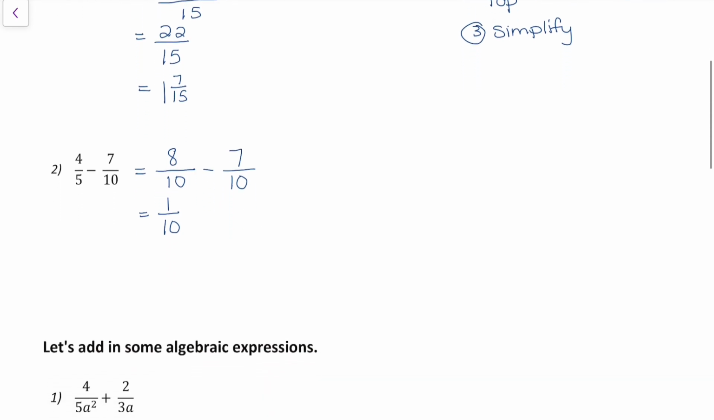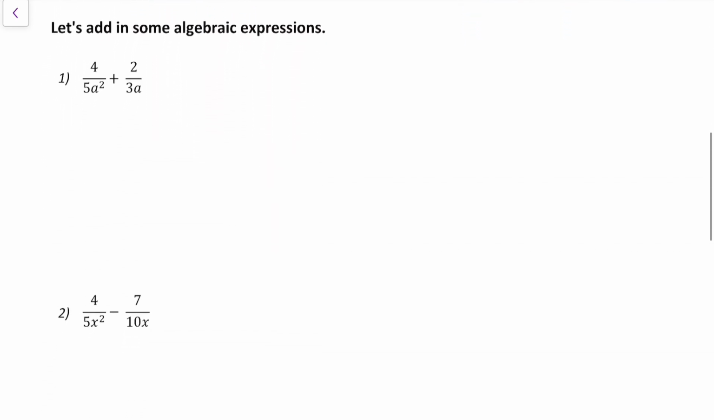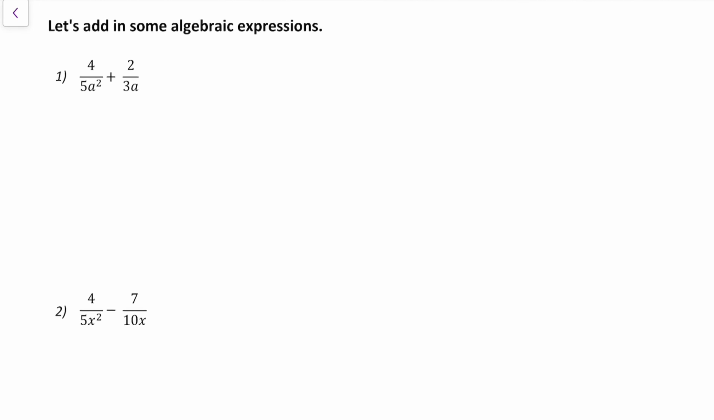We're going to follow those same steps now with algebraic expressions. So here I have 4 over 5a squared plus 2 over 3a. So I have a 5a squared and a 3a. Let's just ignore the letter for a minute and just look at the 5 and 3. What I'm thinking about as the lowest common multiple between 5 and 3 is 15. So the number on the bottom of my fraction is going to be 15.